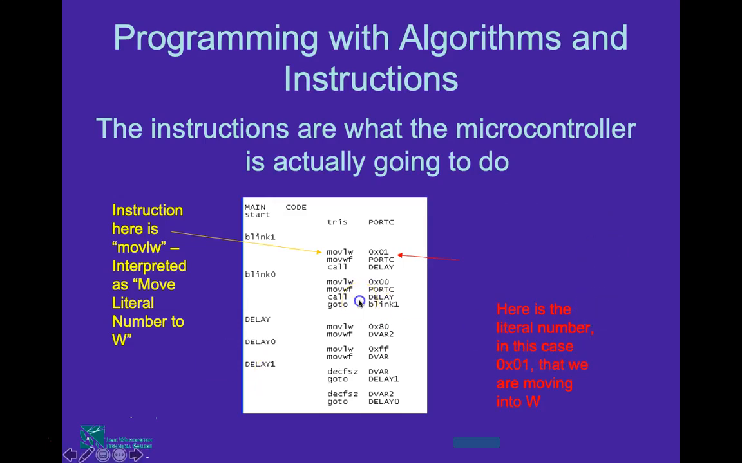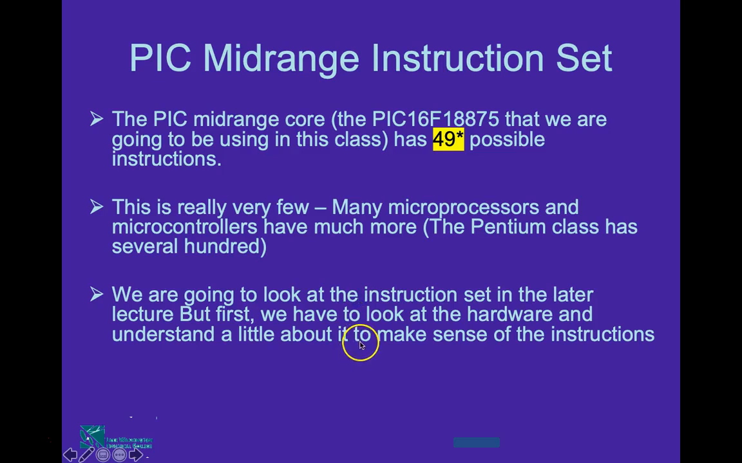Now moving on to the next slide: the PIC mid-range instruction set. The development tool which we are using has a PIC16F18875 microcontroller, and it uses around 49 possible instructions. But there are some microcontrollers which have more than several hundred instructions. To learn about the instruction set, you can go to the data sheet, and it shows all the instructions for this particular microcontroller, and it also provides some examples of how to use them in your program.